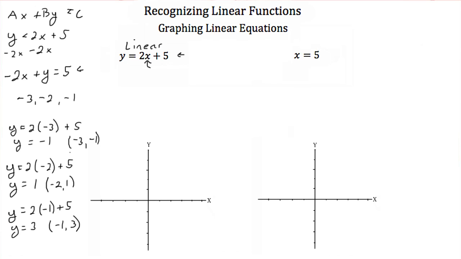So let's put these ordered pairs into our graph. Negative 3, negative 1. Well, negative 3 on the x-axis is here, and negative 1 is there. So we end up with a point right there. Next is negative 2 and 1, which would be right about there. And then negative 1 and 3 is right there. Now that we have our 3 points, we just connect the dots.